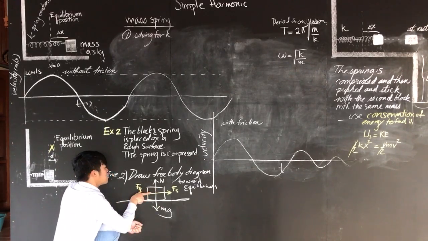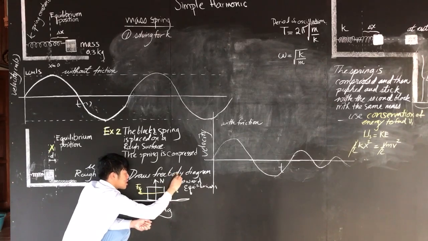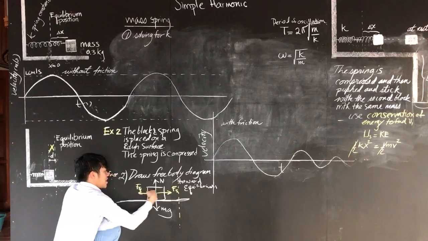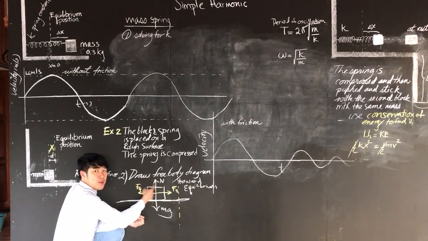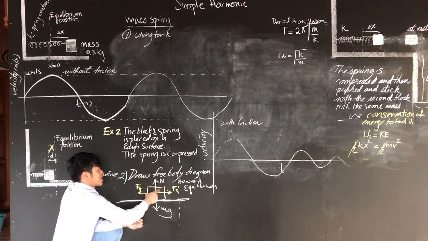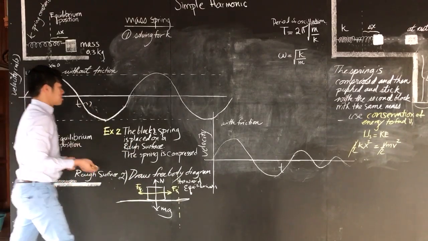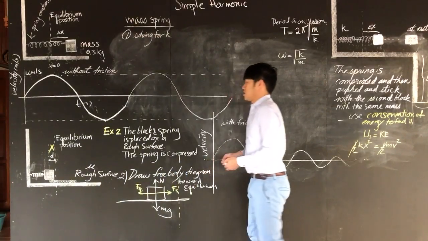Because the object itself is moving toward the equilibrium position, so you're actually moving toward this line right here, the spring is pushing that way, and the frictional force, which is the force acting upon the object, acts in the opposite direction. This is how you would apply the second law of motion to these systems.